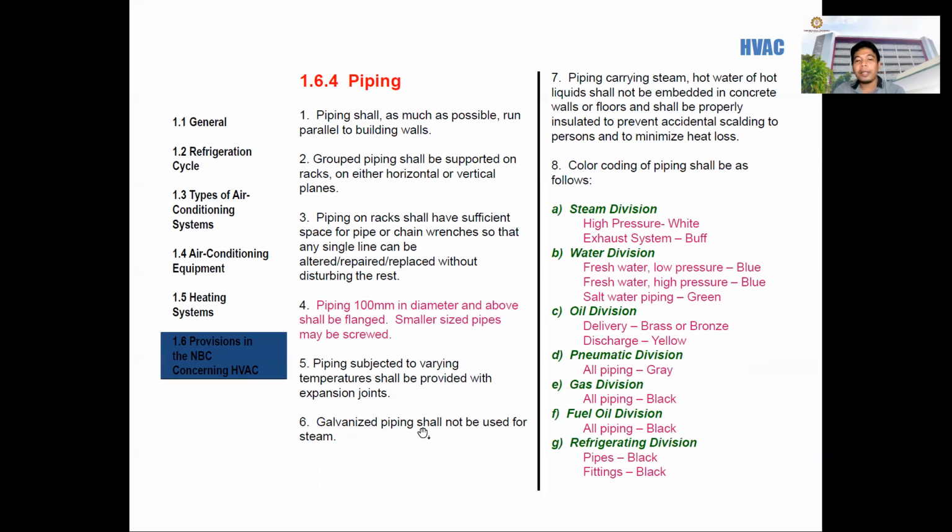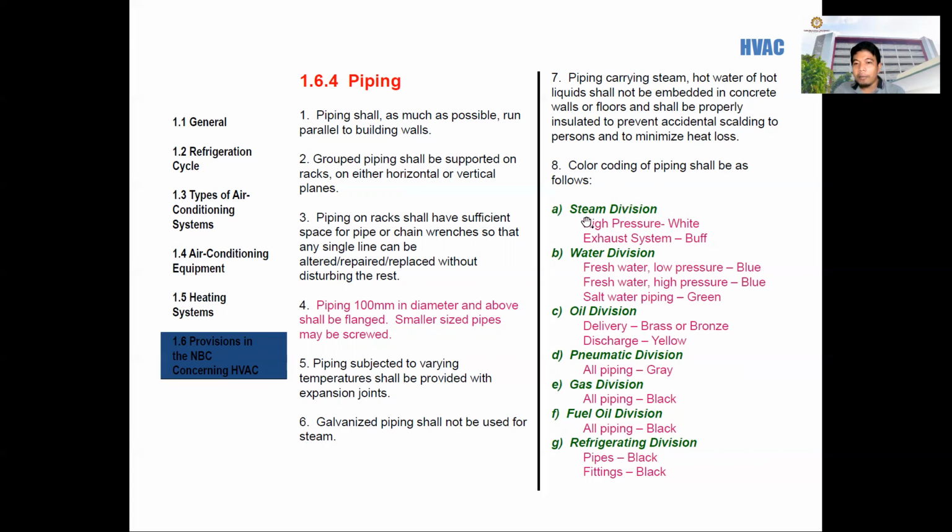Number 6, galvanized piping shall be used for steam. Number 7, piping carrying steam, hot water or hot liquid shall be embedded in concrete walls or floors and shall be properly insulated to prevent accidental scalding to persons and to minimize heat loss. Number 8, you have also a color coding of pipelines based on the National Building Code.